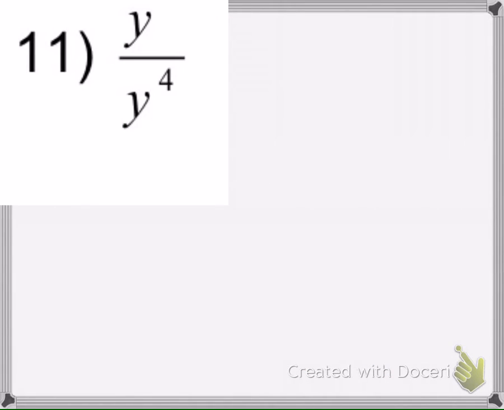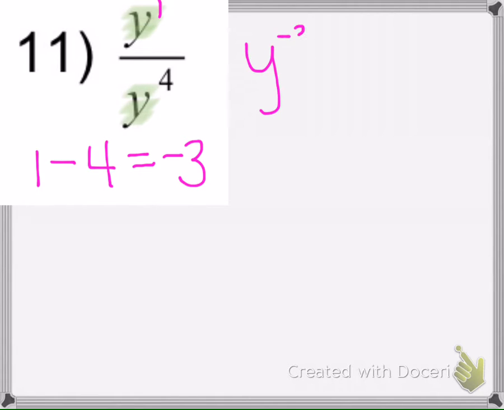Okay, so here we have the bases are the same, so keep it the same. And then we're going to subtract the exponents. So 1 minus 4 is negative 3. The negative exponent tells us that the y to the 3rd is in the denominator. Now, if you have a denominator, you have to have a numerator. So since there's nothing here, we're going to put a 1.